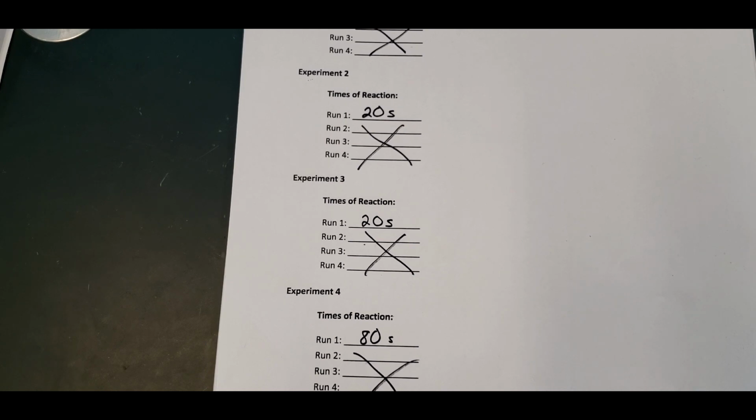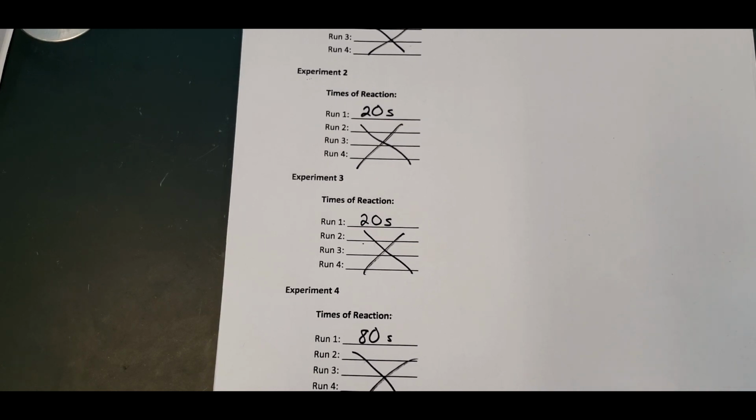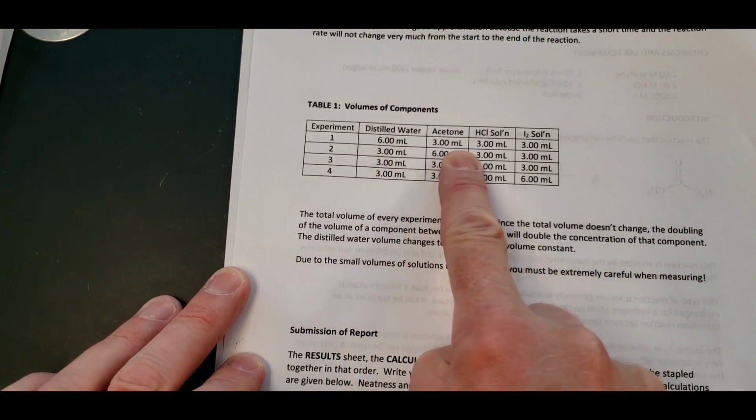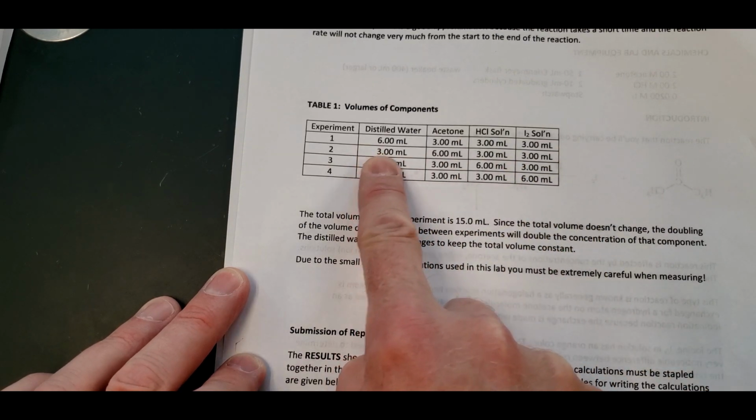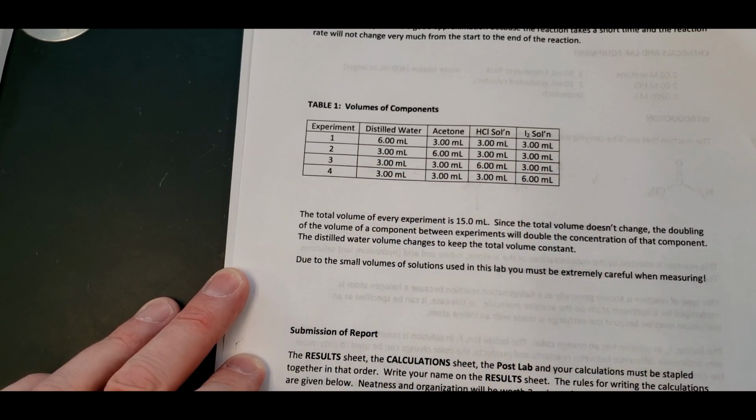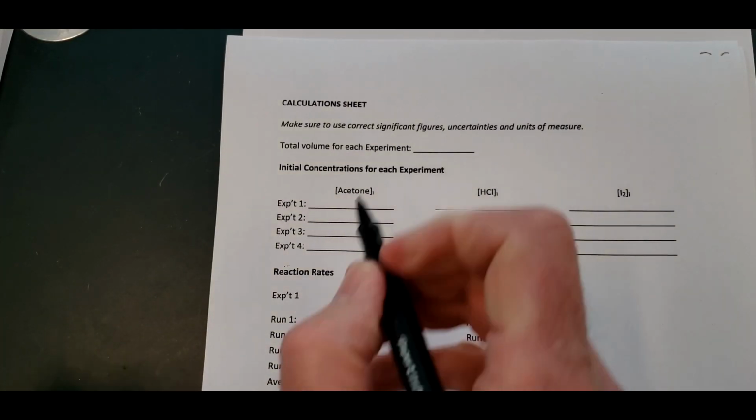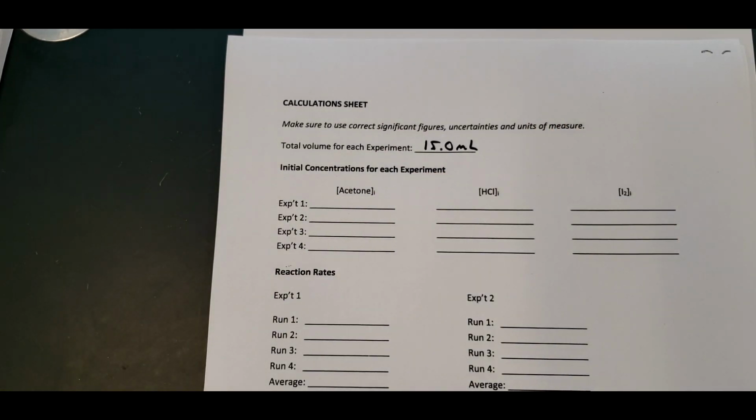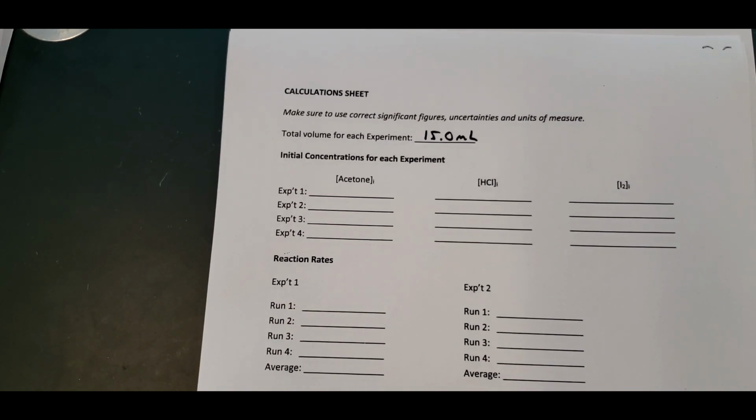And it says the first thing they want to know is the total volume of all the solutions in the flask for the experiments. Well, that is given here. This is 6 mLs, 3, 3, and 3, that's 15. Then 3, 6, 3, 3, that's 15. It's always 15. So when we do the calculations, everybody will get 15 mLs. So everybody puts that value in.